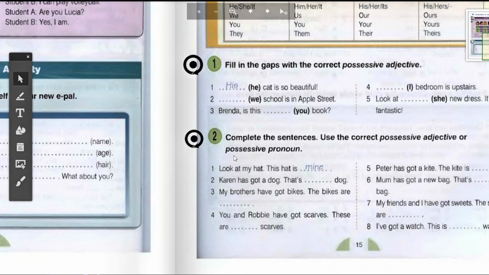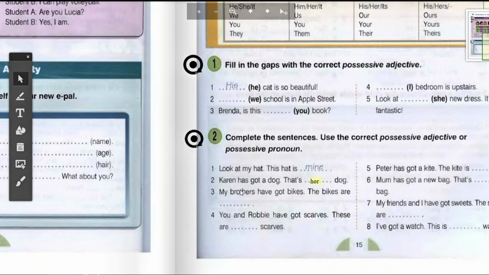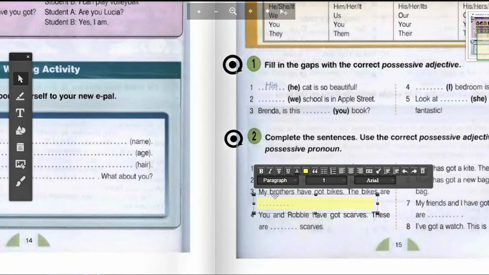Okay. Look at my hat. This hat is mine. Karen has got a dog. Karen is a girl, so it means that it is her dog. It is her dog. The next one, my brothers have got bikes. Brothers, they are more than one. So the bikes are theirs.